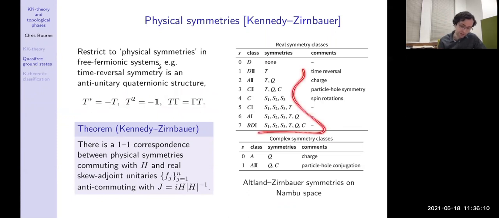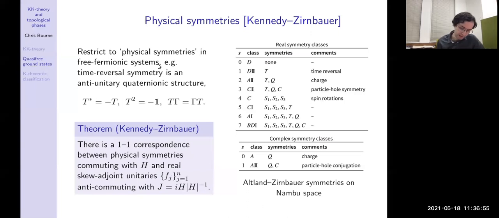But yeah, you can look at all these different types of symmetries. A nice result, the thing that I'm going to use from this Kennedy-Zirnbauer paper, is precisely that there's a one-to-one correspondence between these physical symmetry operators that commute with H. And when I take this skew adjoint real unitary J, I can also consider these other operators, which they call pseudosymmetries, these FJs, which anti-commute with J. These FJs are skew adjoint, real in the sense that they commute with gamma, and square to -1.